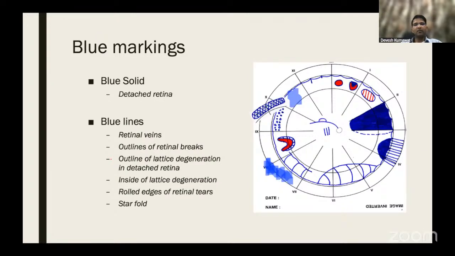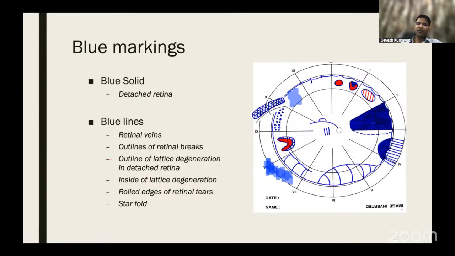Then blue lines: retinal veins are marked. Usually we depict the retinal veins because they are larger, and retinal arteries are smaller. So we normally omit the retinal arteries, and we only depict the retinal veins by blue lines. Then outlines of the retinal breaks. If it's a retinal break, such as the horseshoe tear you can see over here, the outline is made by blue line, but the interior is made with red color. Now, the outline of lattice degeneration in a detached retina will be a blue outline. But if it's an attached retina, then it is a red outline.